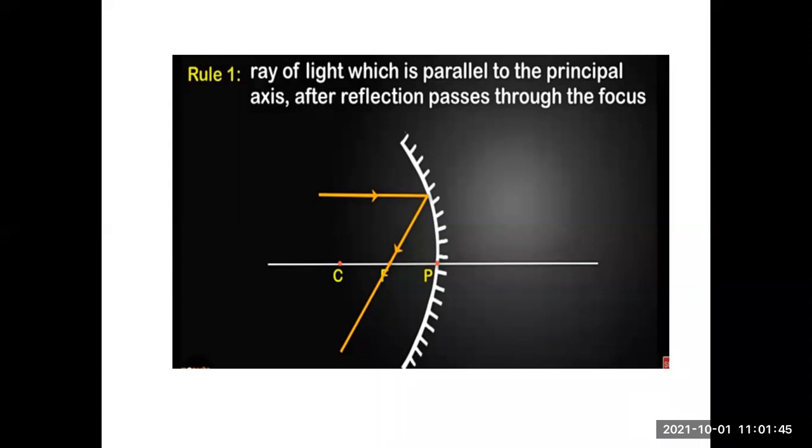So what happens if a ray is parallel to the principal axis and falls on the spherical mirror? The reflected ray will pass through the focus. You can see that the reflected ray, the arrow from the spherical mirror towards the environment, is passing through F, capital F. Based on these three rules, we are going to study all the images formed by the concave mirror. So try to understand this rule.